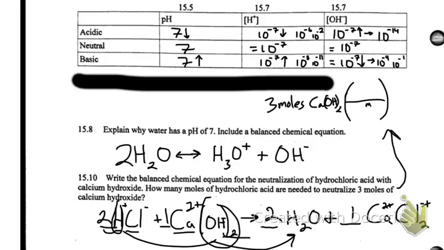I'll have moles of Ca(OH)2 on the bottom, and we want to go to moles of hydrochloric acid, so I'll have moles of HCl on top. The way we figure out what numbers go in there is from the balanced chemical equation. We have a 2 in front of HCl, so we put a 2 in front of HCl. We have a 1 in front of calcium hydroxide, so I put a 1 in front of calcium hydroxide. And I end up with 3 times 2, which is 6 moles of HCl for a final answer.